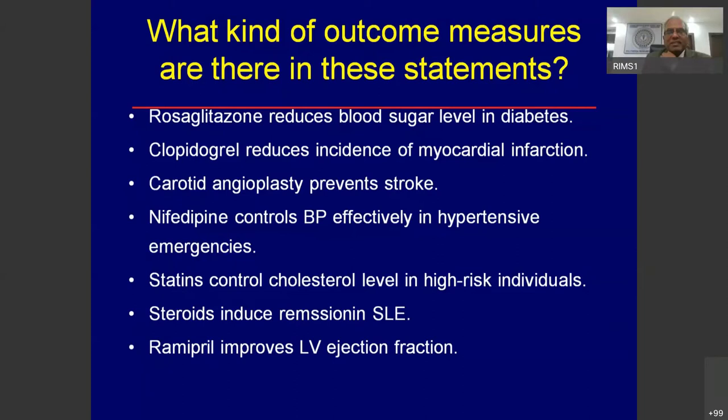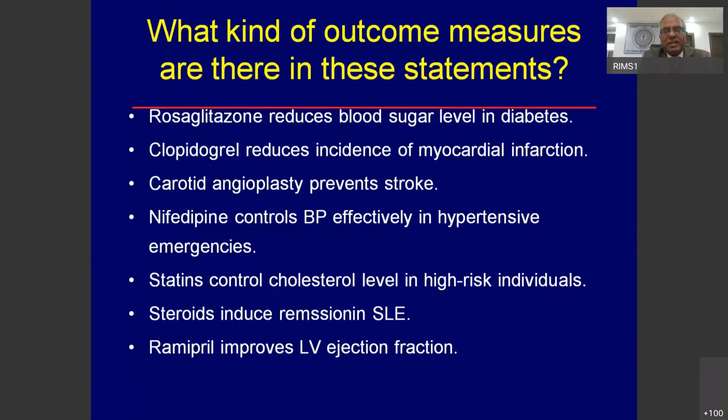Continuous one effect. But if you say effective blood pressure control means such and such level, if you dichotomize that blood pressure, you may make it dichotomous. So it all depends on how you want to analyze. Statins control cholesterol level in high-risk individuals. Continuous, yes, because cholesterol level will be like a number.